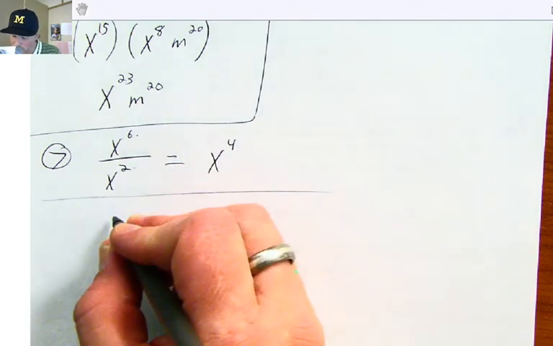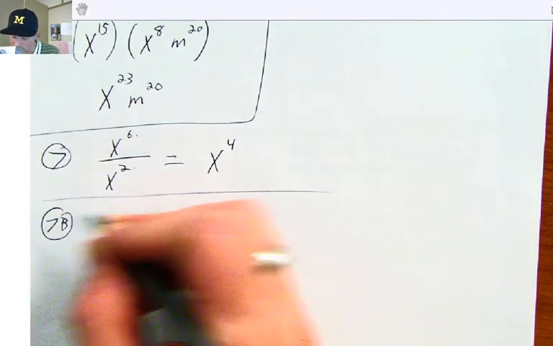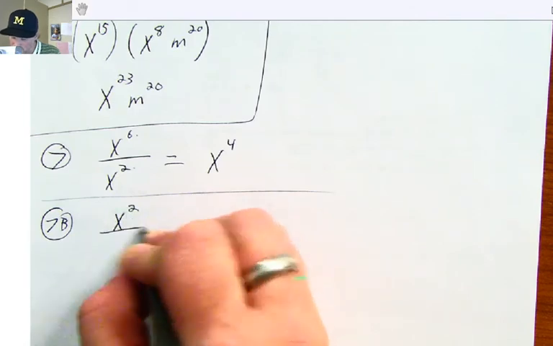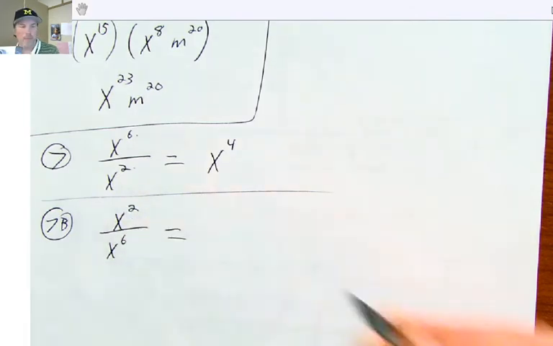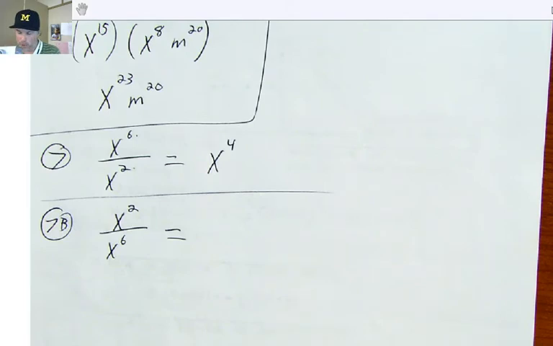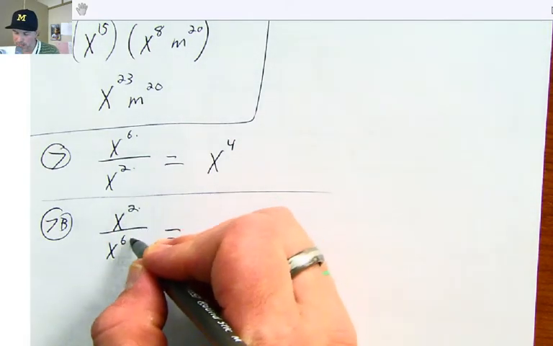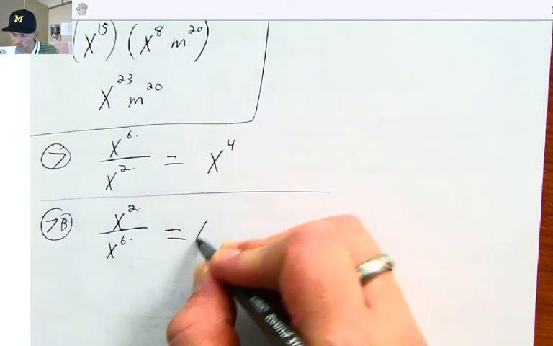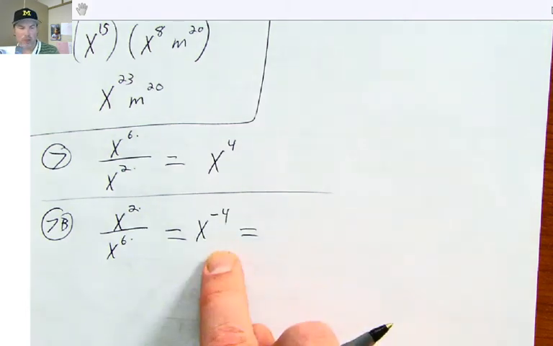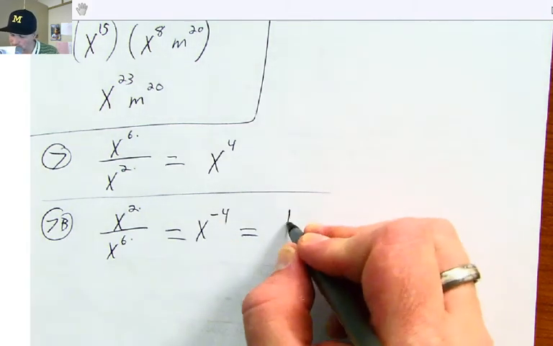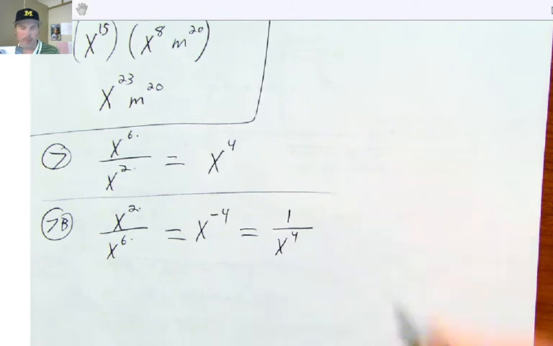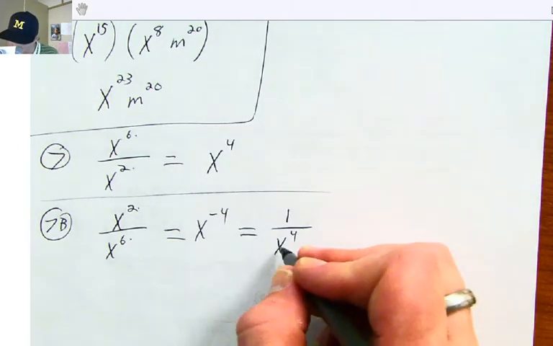What if it was the other way around? So let's call this example 7b. If it was x squared over x to the 6th, you could use your boring old quotient property. 2 minus 6 is negative 4, so it becomes x to the negative 4. Then you apply your negative exponent rule, and it becomes 1 over x to the positive 4.